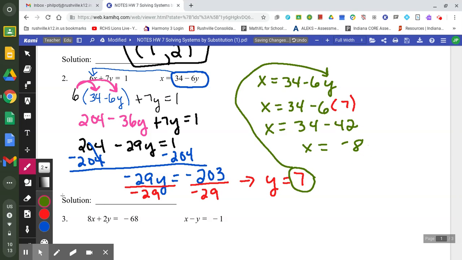So my solution, the line for it is over here. I'm just going to write my solution here. Remember that the x value goes first, so negative 8, positive 7 is my solution.